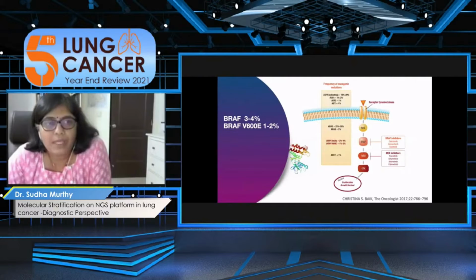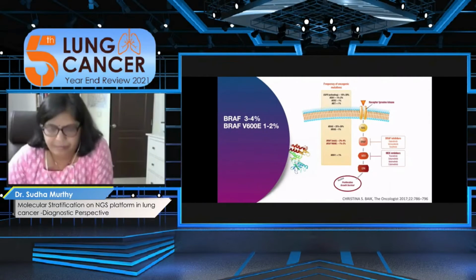Moving on to BRAF, V600E is seen in 1 to 2%, BRAF mutations are seen in 3 to 4% of NSCLCs, and V600E is seen in 1 to 2%. Now this is also recommended by NGS. DNA sequencing would suffice, but we all know that there is an antibody, but this is largely used in thyroid cancers and needs extensive validation if you have to do it on lung cancers. So this has a drug as well.